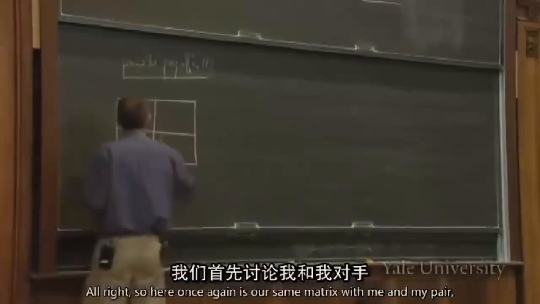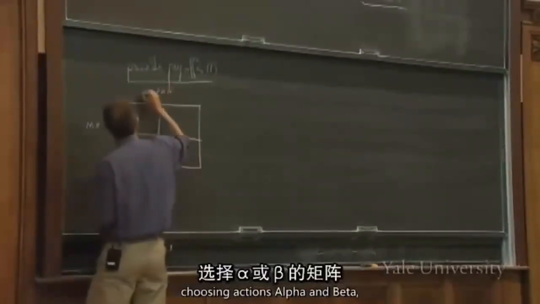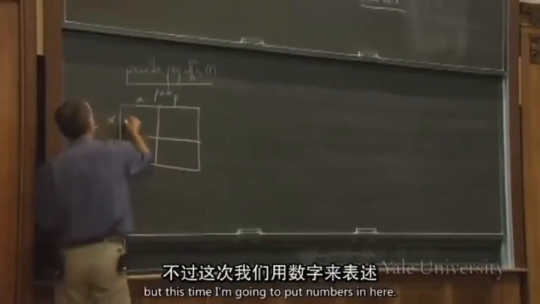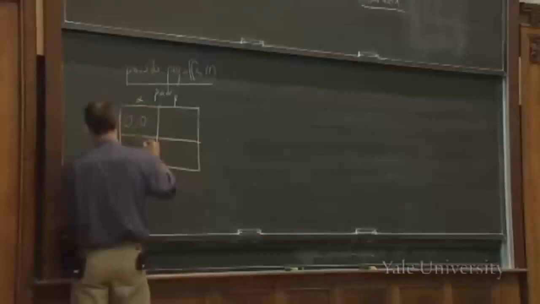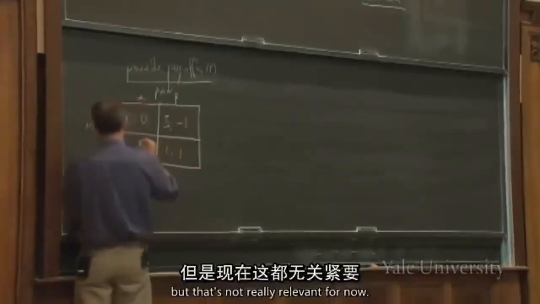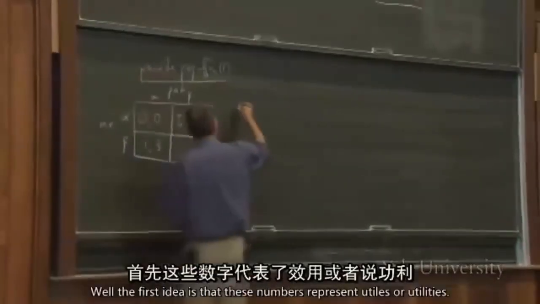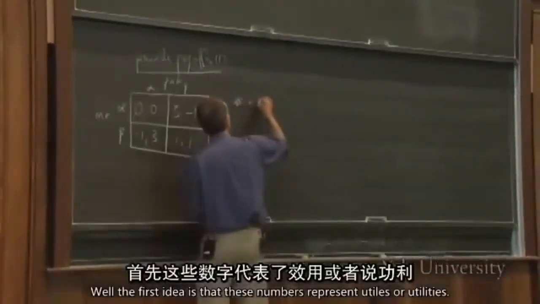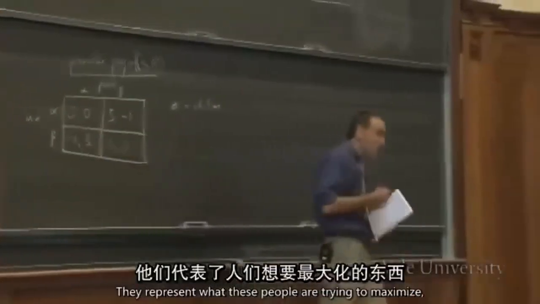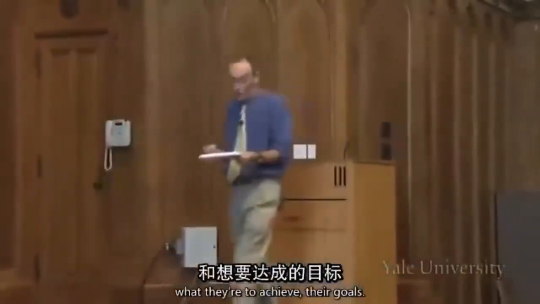All right. So here, once again, is our same matrix with me and my pair, choosing actions alpha and beta. But this time, I'm going to put numbers in here. And some of you will perhaps recognize these numbers, but that's not really relevant for now. All right. So what's the idea here? Well, the first idea is that these numbers represent utiles or utilities. Right? They represent what these people are trying to maximize, what they're trying to achieve, their goals.